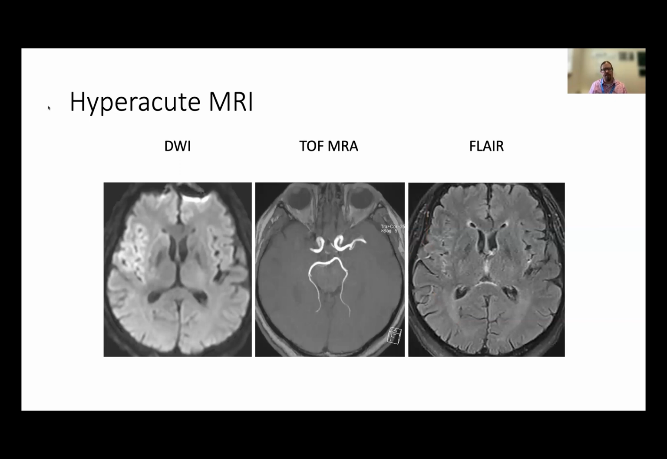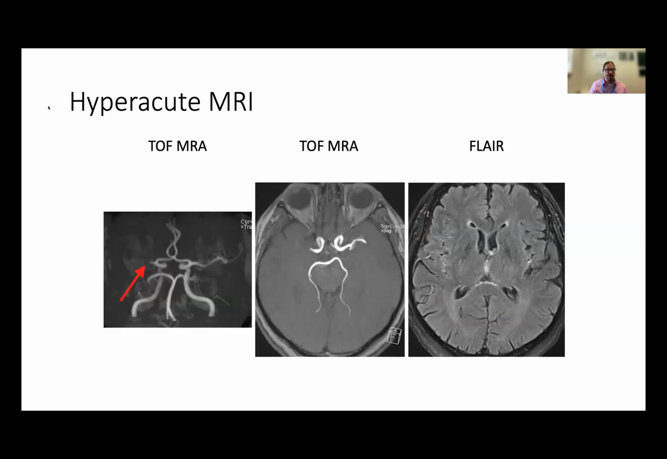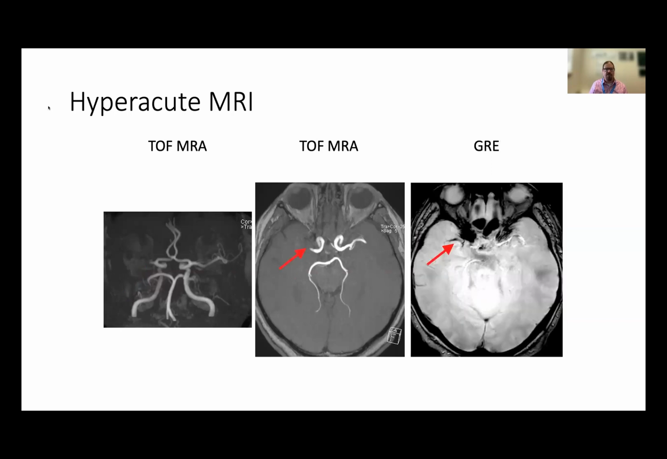And then, of course, we get the time-of-flight MRA to assess the vasculature, and we can project that out and show that we have an occlusion there. And so you can see, putting them all together, where the time-of-flight vessel ends, the susceptibility gradient echo clot is picked up.